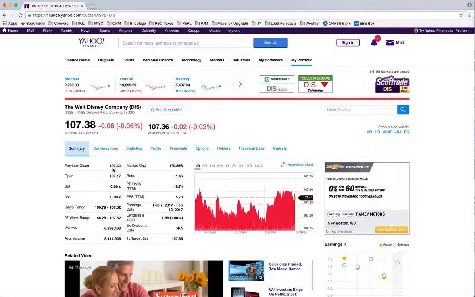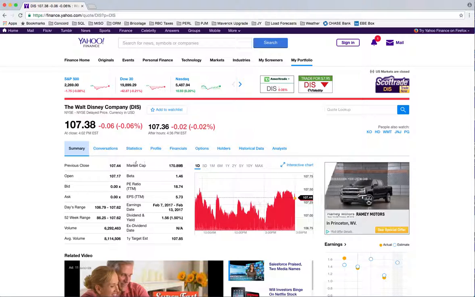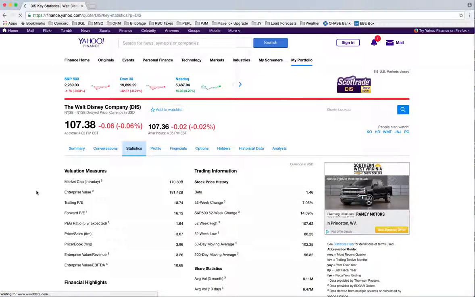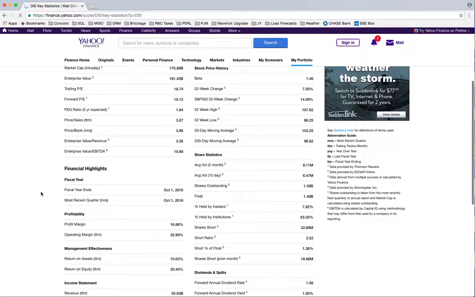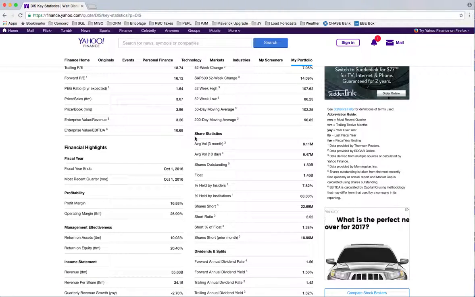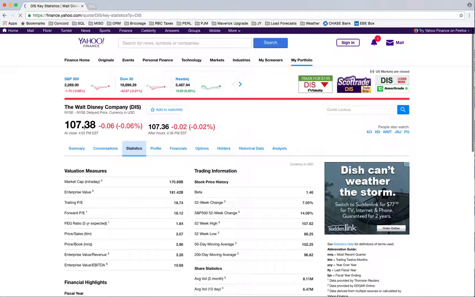And because they have so many shares outstanding, you'll see why that is. But basically the challenge is, so where do I find the shares outstanding? It doesn't really show up on here. Well, if I click on statistics and go down and look at what are called share statistics down here, there's an entry called shares outstanding. And that's where the 1.59 billion shares come from. And of course, if I were to take that and multiply it by this amount, then I should get the market cap that they have.